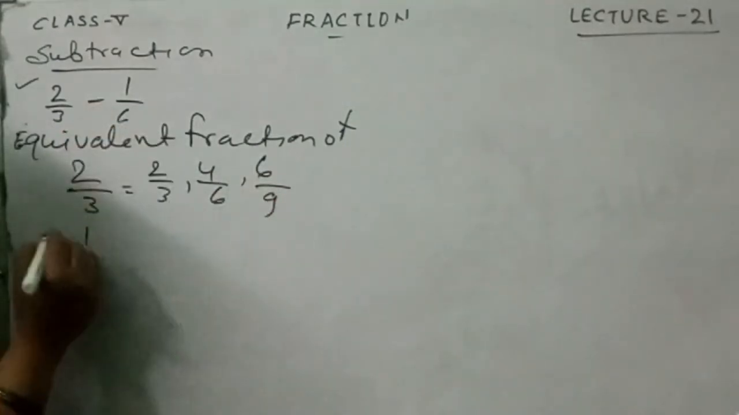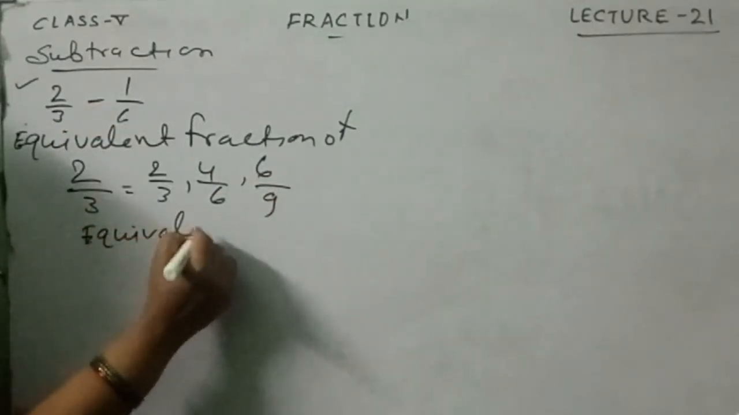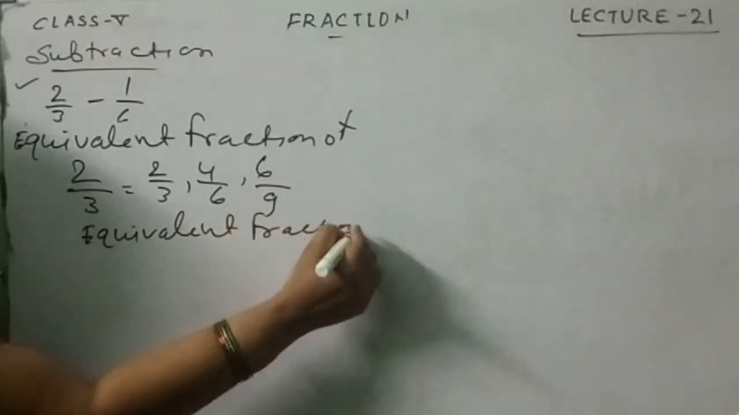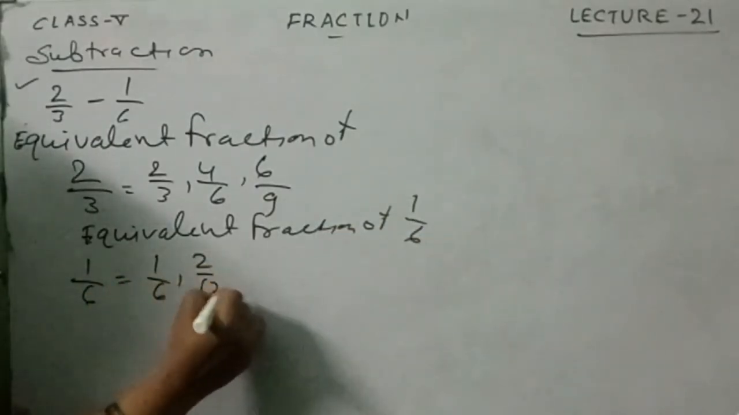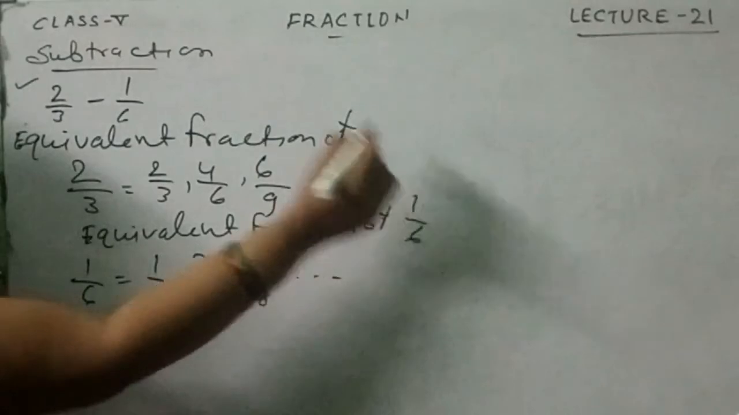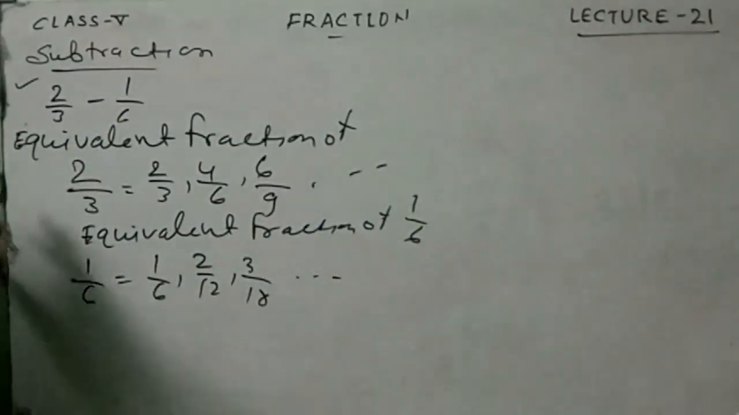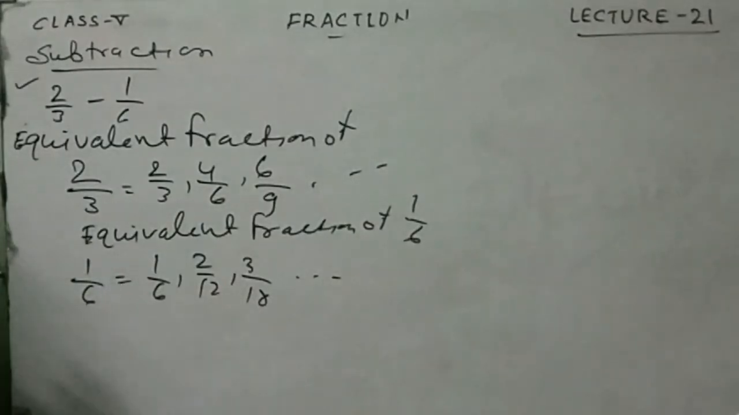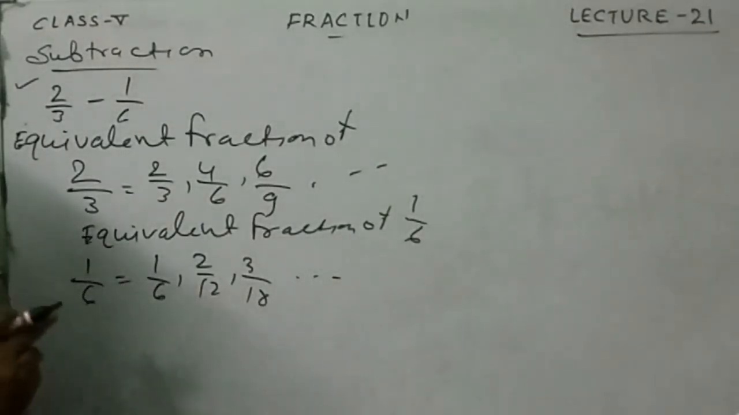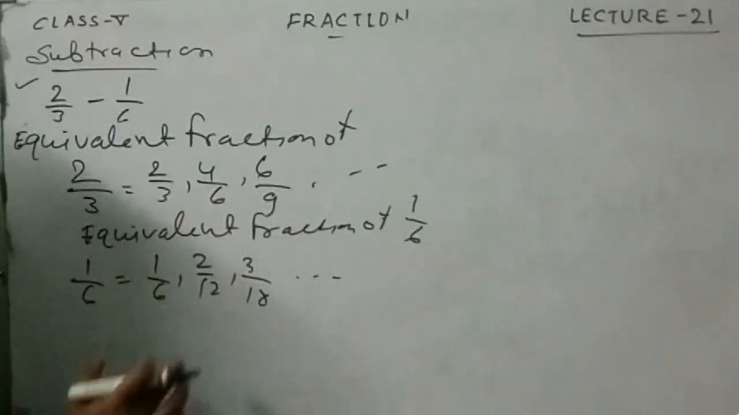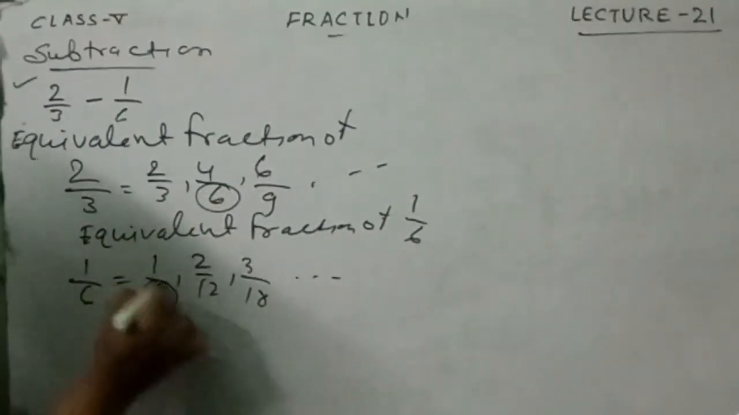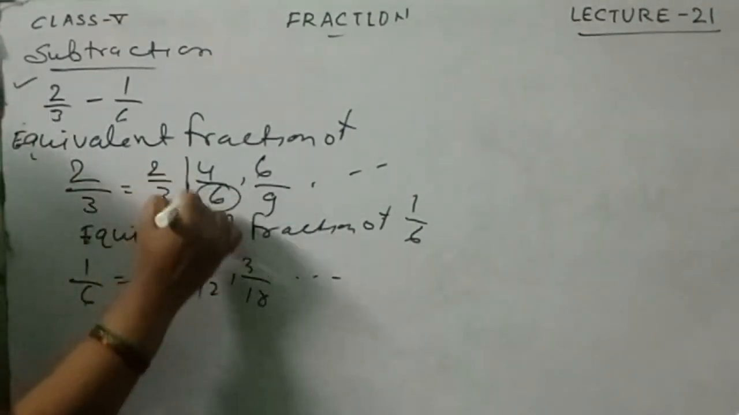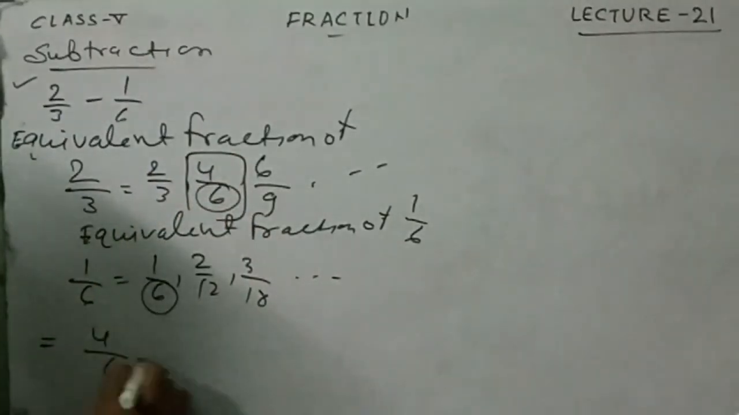Next is the equivalent fraction of 1 by 6: 1 by 6, 2 by 12, 3 by 18, and so on. Then after finding the equivalent fractions, you have to tally the denominators. Which denominators are the same? Here the denominators are 3, 6, 9. Here the denominators are 6, 12, 18. Which number is the same? This 6 and this 6. So in place of 2 by 3, you take 4 by 6. Minus, in place of 1 by 6, you take the same, 1 by 6.